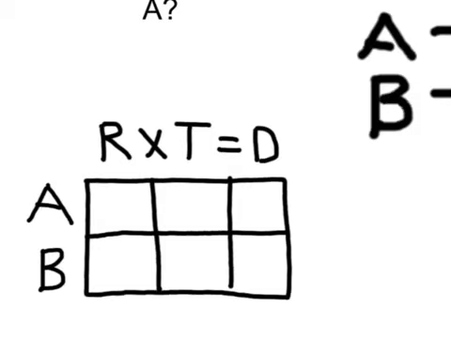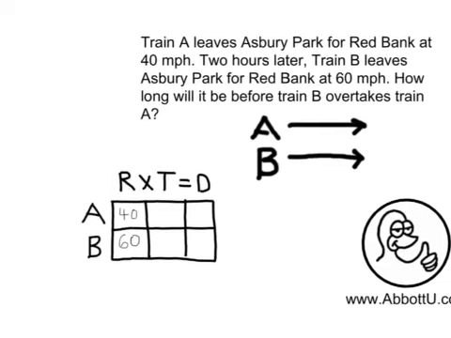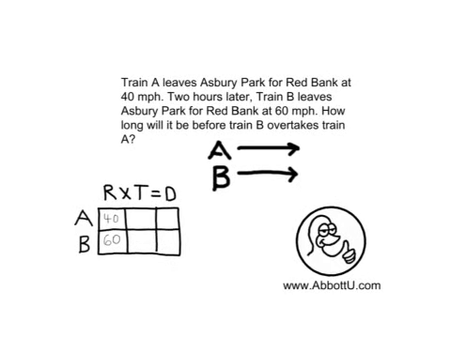Alright, so train A 40 miles per hour and train B 60 miles per hour. Now, we could also start filling in that time column here. But before we do so, I'd like to get very clear about what is the unknown that we're trying to solve for. Often it's a good idea to analyze the very question of the word problem to find out what the actual unknown is. Now, what they're asking ultimately is how long will it be before train B overtakes train A?